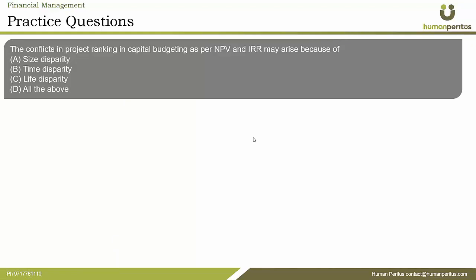This one: the conflict in project ranking in capital budgeting, NPV and IRR may arise because of what? The conflict can be because of scale problem, or magnitude problem, or size problem, or timing problem, or life problem. So all three can be there. Correct answer is D.